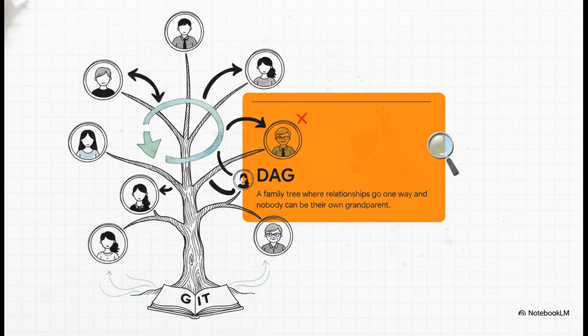In computer science, this structure is called a DAG, or a Directed Acyclic Graph. But look, don't let the fancy terminology intimidate you. Just think of it as a family tree. The directed part just means the relationships only go one way. Children point backward to their parents, always. Parents never know about their future children. And the acyclic part, that just means there are no loops. I mean, nobody can be their own grandparent, right? So at the end of the day, Git is literally just a giant family tree of snapshots.